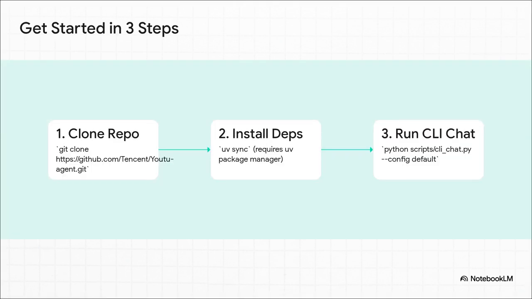And you know, the best part is, this isn't just theoretical. You can get your hands on this right now. It's just 3 steps. You git clone the repo, you uv sync to install the dependencies, and by the way, if you haven't used uv, it's insanely fast, and then you just run the command line chat agent. It's super tangible and incredibly easy to get started.